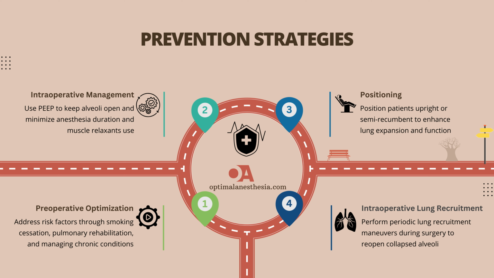Before we even get to the OR, there are steps we can take to minimize the risk of atelectasis. First, we need to address modifiable risk factors. For example, smoking cessation can dramatically reduce the chances of lung complications. As the American Journal of Critical Care, 1995, highlights, encouraging patients to quit smoking well before surgery can significantly lower their risk. Pulmonary rehabilitation is another powerful tool.